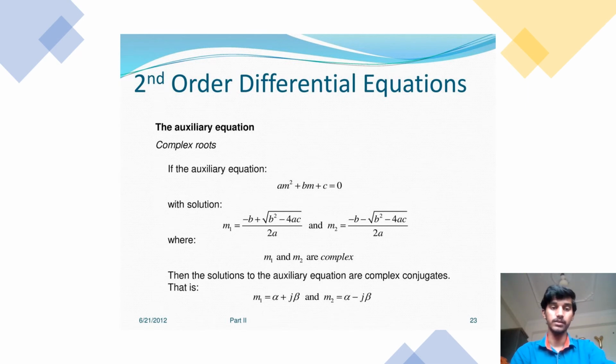Second order differential equation: the auxiliary equation for complex roots. If the equation is am square plus bm plus c is equal to 0, then m1 is equal to minus b plus under root of b square minus 4ac by 2a, and m2 is equal to minus b minus under root of b square minus 4ac by 2a. Then m1 and m2 are complex. The solutions to the auxiliary equation are complex conjugates: m1 is alpha plus j beta and m2 is alpha minus j beta.